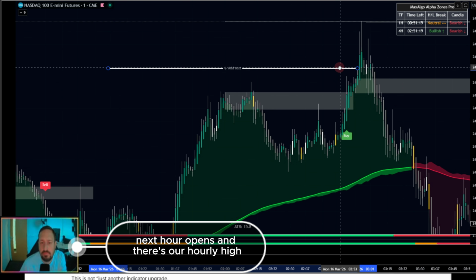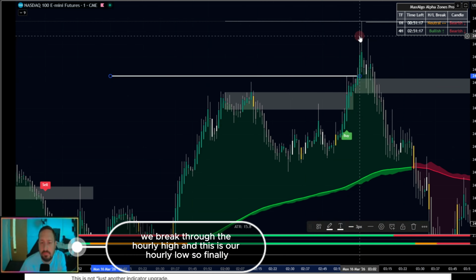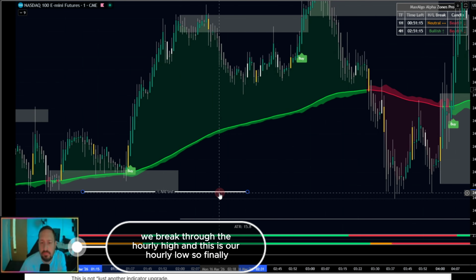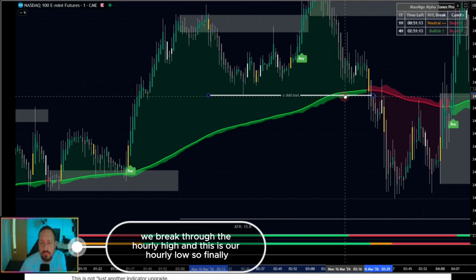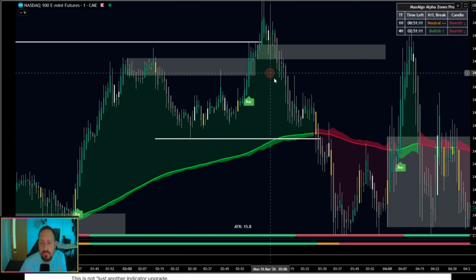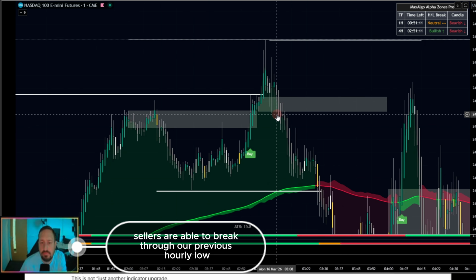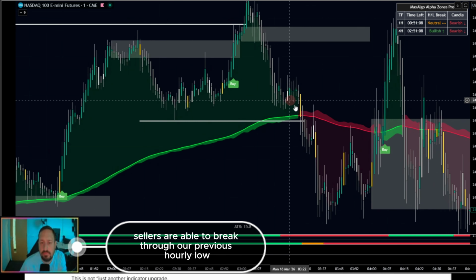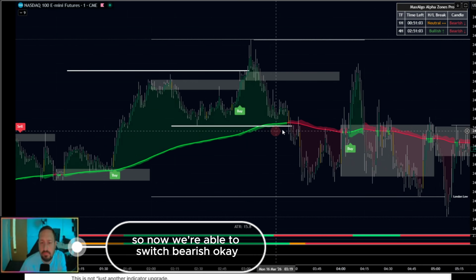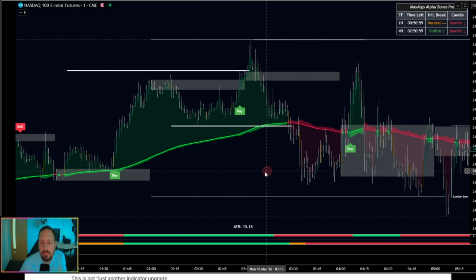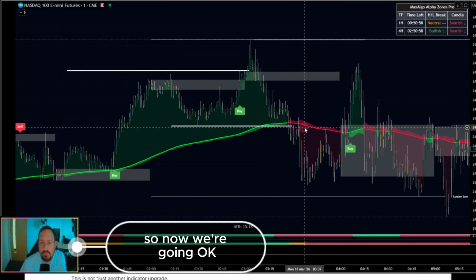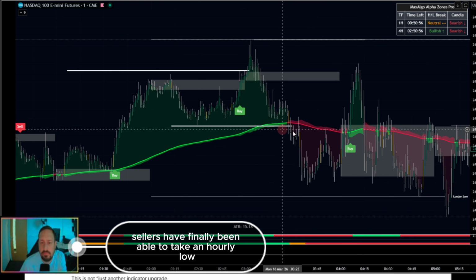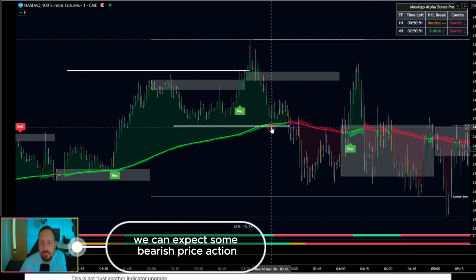Next hour opens, and there's our hourly high. We break through the hourly high, and this is our hourly low. So finally, sellers are able to break through our previous hourly low. So now we're able to switch bearish. Okay. So now we're going, okay, sellers have finally been able to take an hourly low. We can expect some bearish price action.